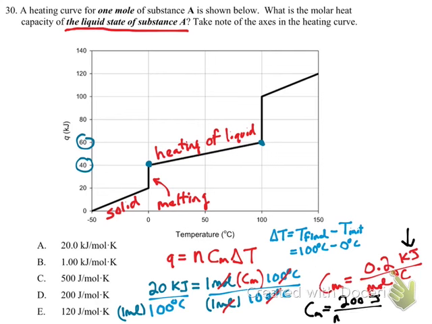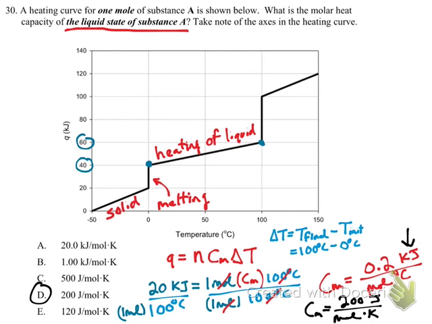And then remember that a change in a degree Celsius is the same as a change in Kelvin. They're equivalent in terms of changes. So even though the answers are in per mole Kelvin, it's the same thing. So we end up getting choice D.